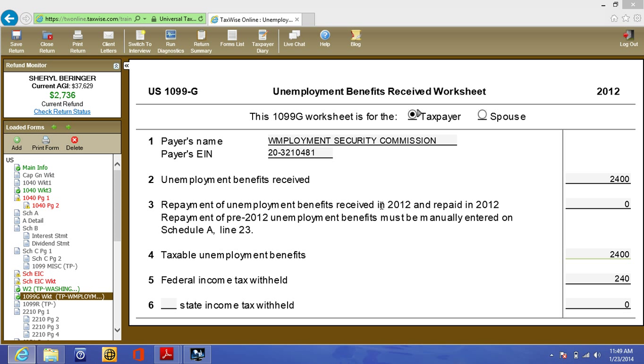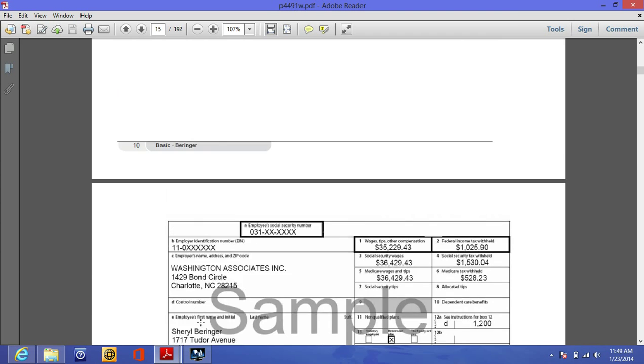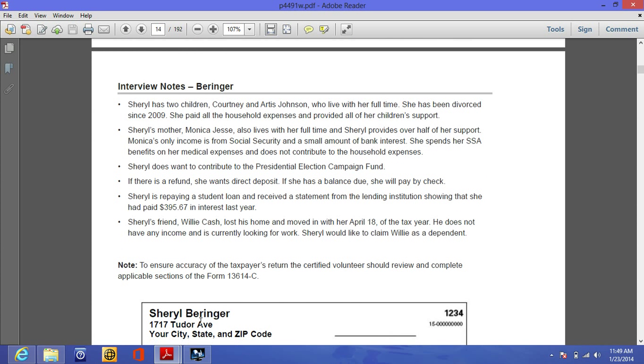So now we're done with this. This looks good. Let's check out more of the interview. Interview notes on page 10. So she has 2 children, so we know she's the head of household. Cheryl's mother, Jessica, lives with her full time, and she receives Social Security, which is not taxable.